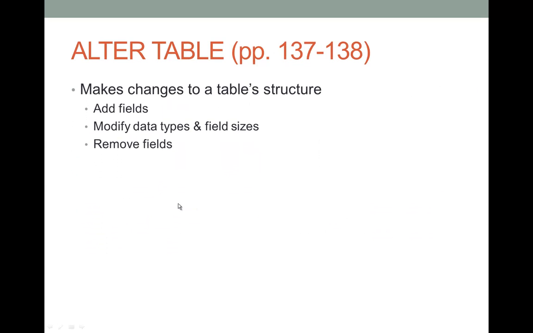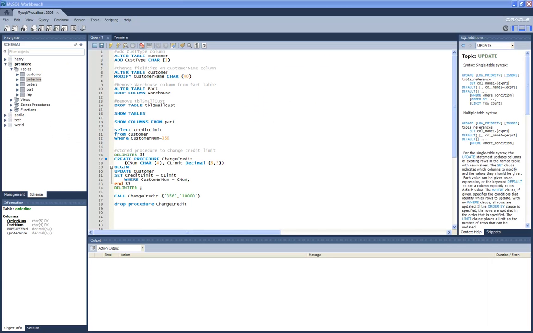Okay, so now we're in a situation where, for whatever reason, we have to alter our table. Maybe something changed, and maybe our field size isn't big enough, or maybe we need to, heaven forbid, change the type of data that is stored in a field. Whatever it is, the command we're going to use to alter the table is the alter table command. It's discussed in your text on pages 137 to 138, and it makes changes to a table structure, for example, adding fields, modifying data types or field sizes, removing fields. Let me give you some examples.